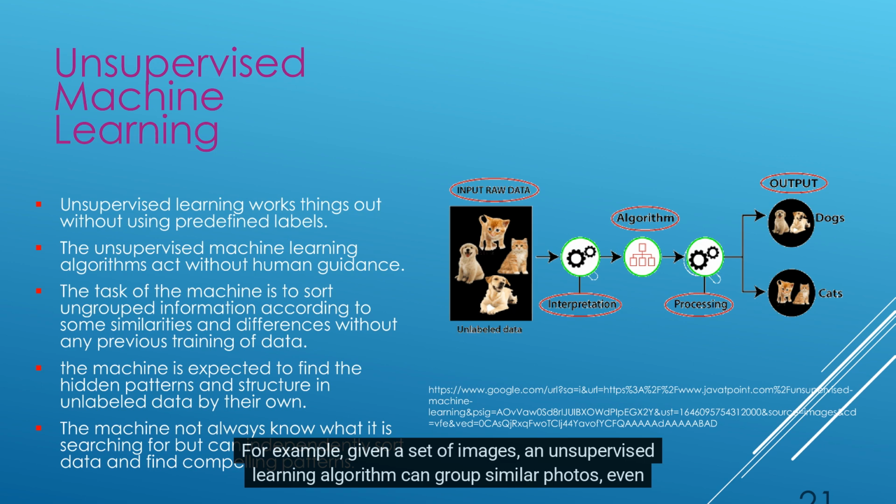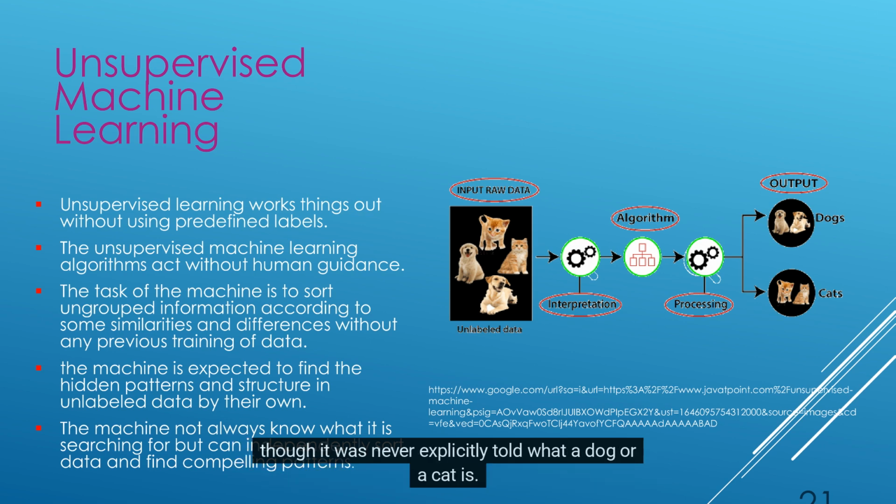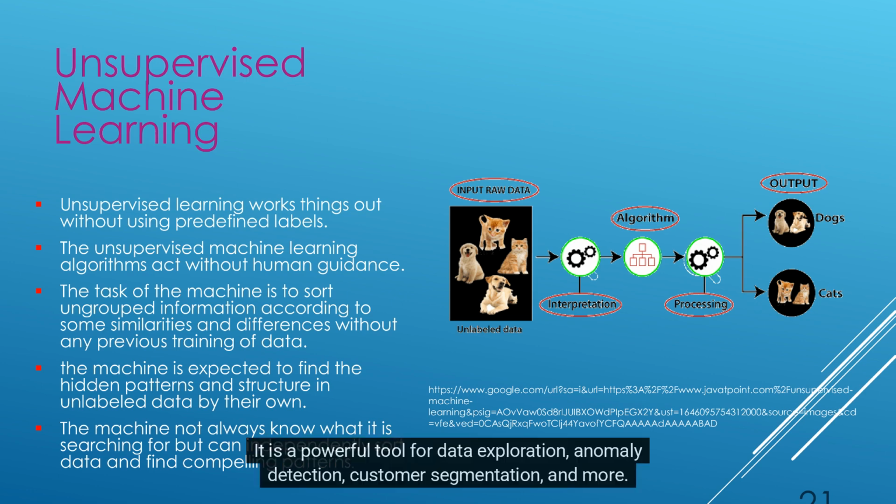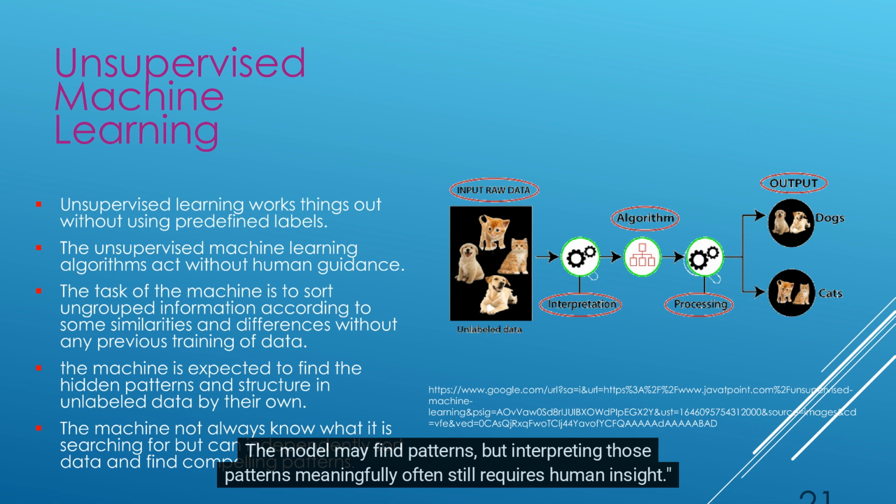For example, given a set of images, an unsupervised learning algorithm can group similar photos, even though it was never explicitly told what a dog or a cat is. It is a powerful tool for data exploration, anomaly detection, customer segmentation, and more. The model may find patterns, but interpreting those patterns meaningfully often still requires human insight.